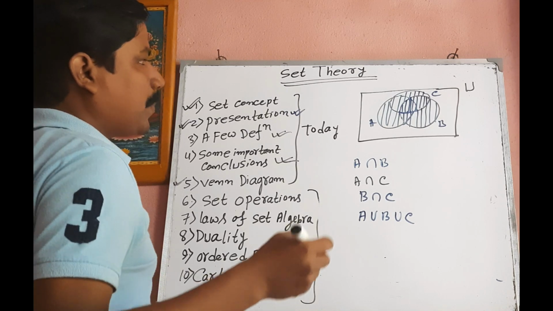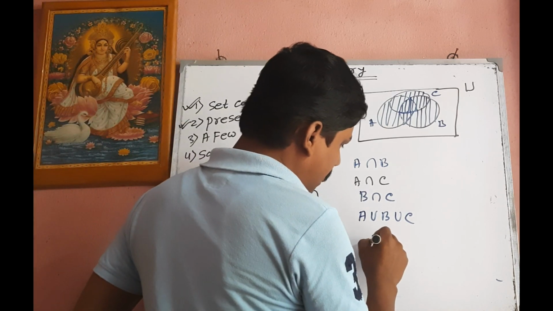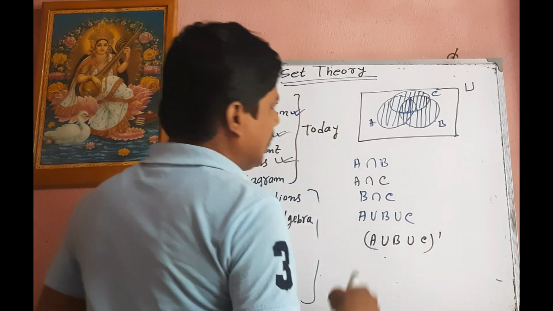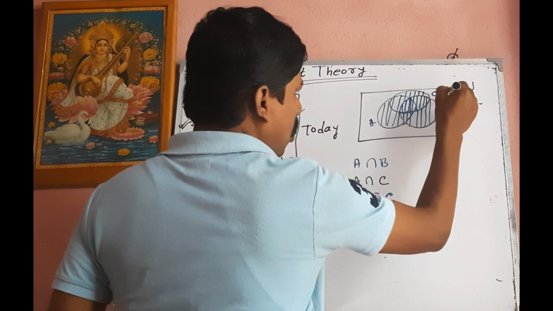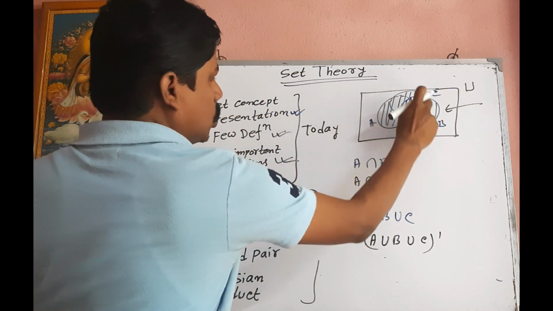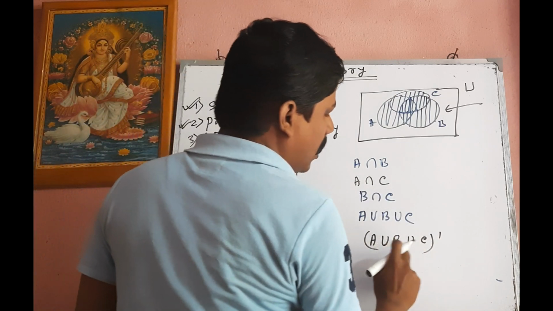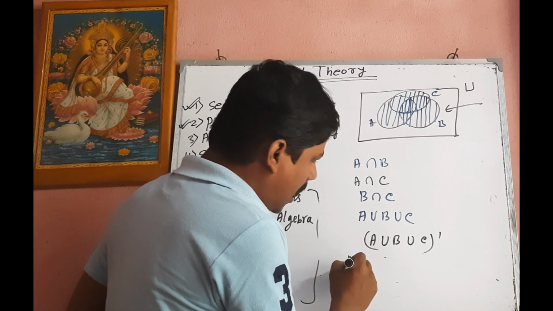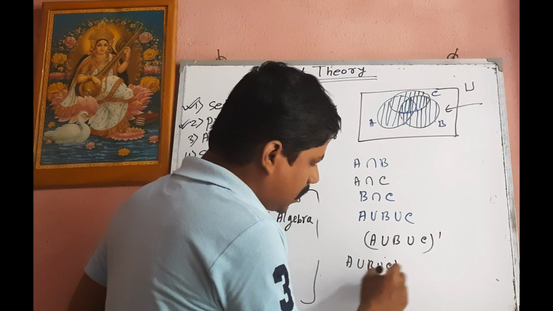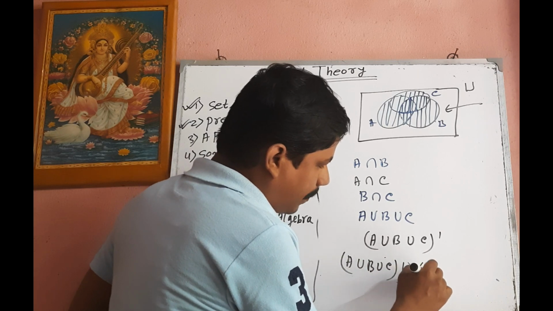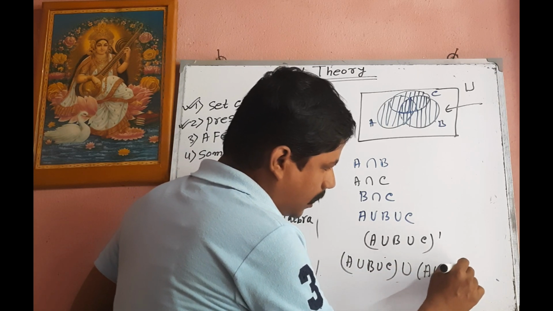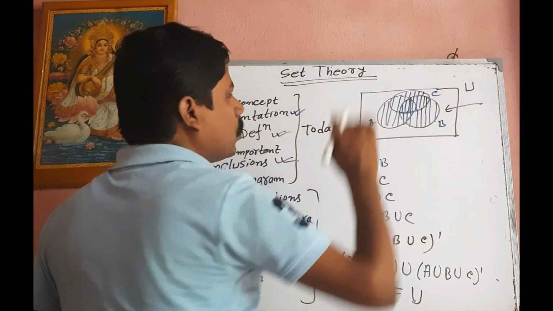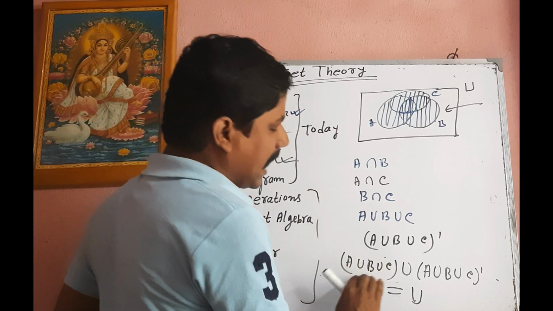Similarly, if we represent the complement of A union B union C, then all the place except this one is called the complement of A union B union C. And in our discussions, A union B union C together with the complement of A union B union C is equal to U. We can find U by adding all of this.